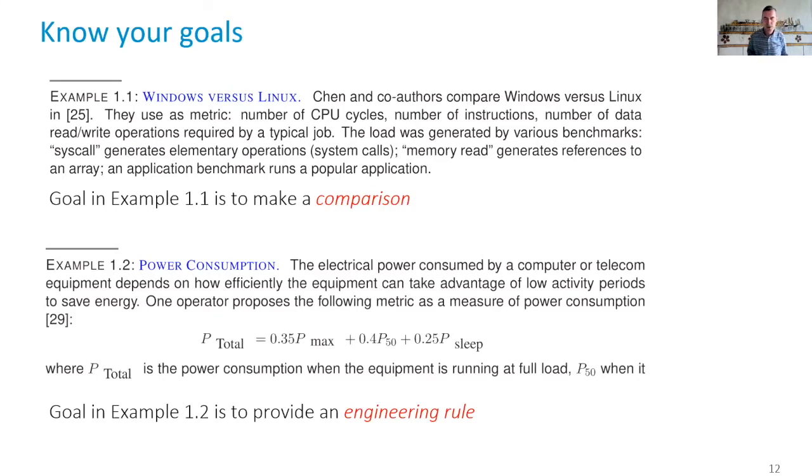Last, if I compare those two examples of performance evaluation, the first one was not so much interested in finding absolute values. It's a comparison. So if you do a comparison, performance evaluation is easier because you're not trying to find an absolute value. The second one is of a different nature. It's called an engineering rule. The second one is trying to capture, via some approximate formula, the performance of a system. So engineering rule and comparison are very frequent goals that we find.